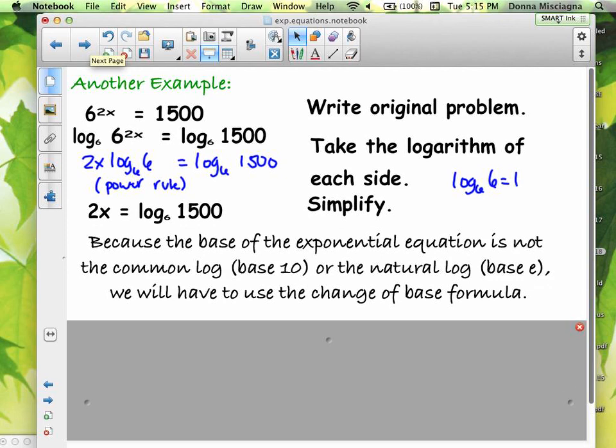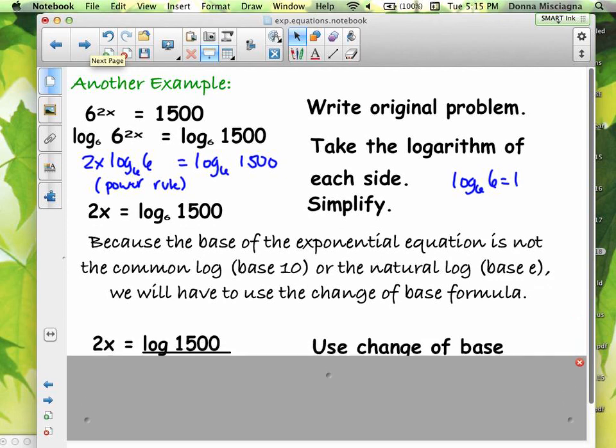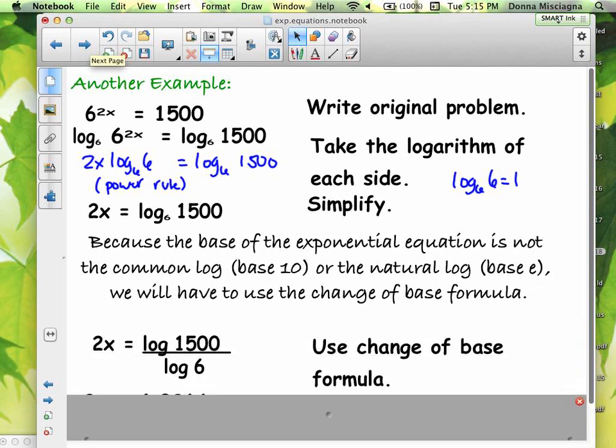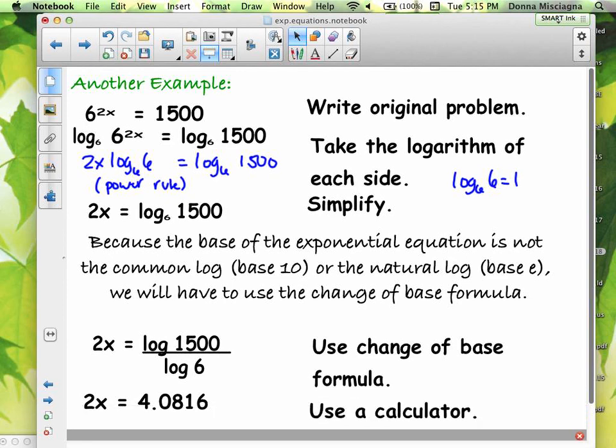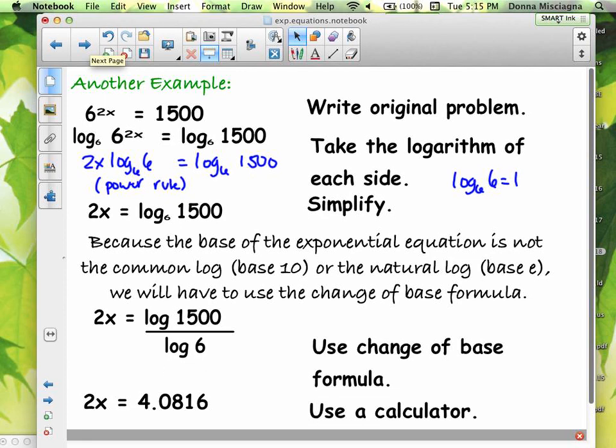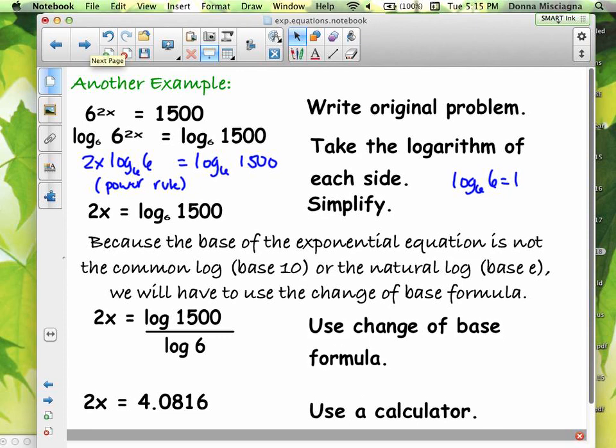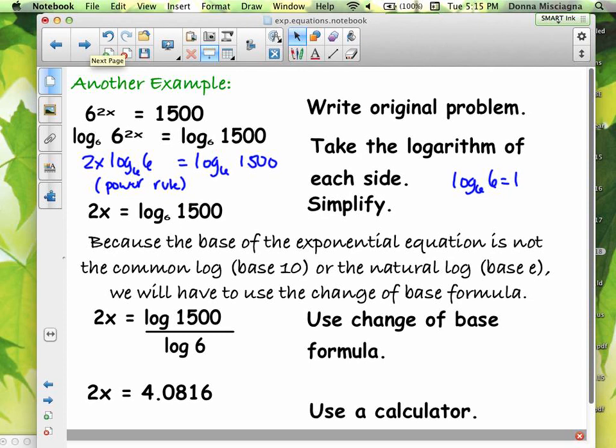But now the exponential equation is not the common log, not base 10. It's not the natural log, base e. So now we're going to have to use our change of base formula to write this into a form that we can work with. I'm moving these up so you can actually see it. So we have 2x equals, change of base formula, it's going to be the log or natural log of the result over the natural log of the old base. So we have log 1500 divided by log 6. And you just use a calculator.